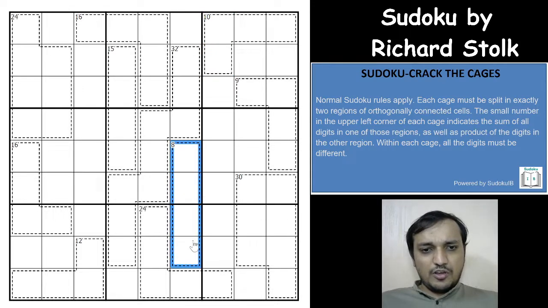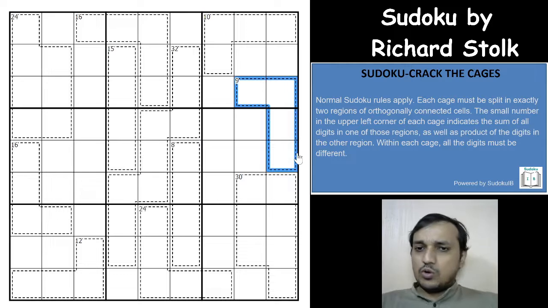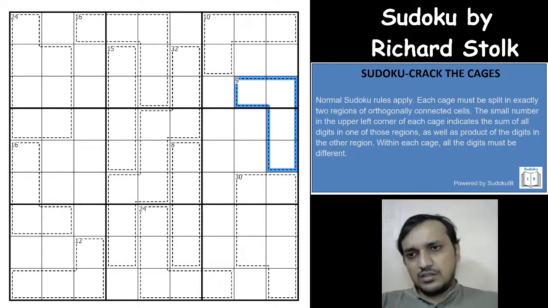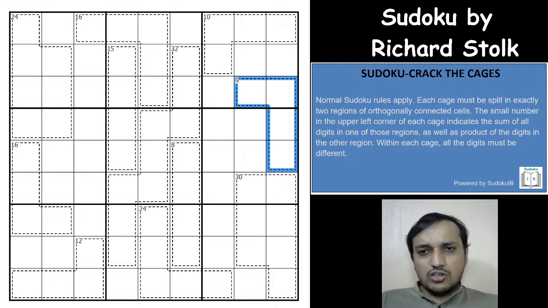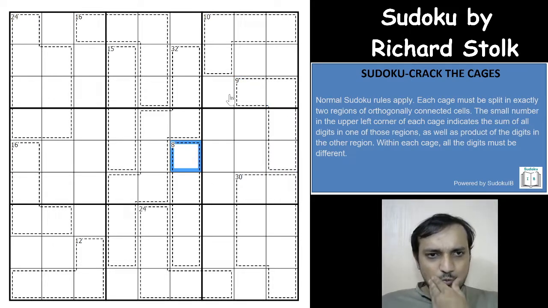For example, if you have 8 here, or maybe 9 here, all these four numbers would have to be different, the same as the killer rules. So that is what the rules say, and I'll brief you again. Each cage must be split into exactly two regions of orthogonally connected cells. The small number in the upper left corner of each cage indicates the sum of all the digits in one of those regions, as well as the product of all the digits in another region. And within each cage, all the digits have to be different. And with that, we should start solving this Sudoku.